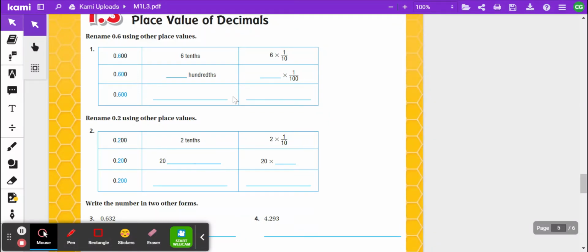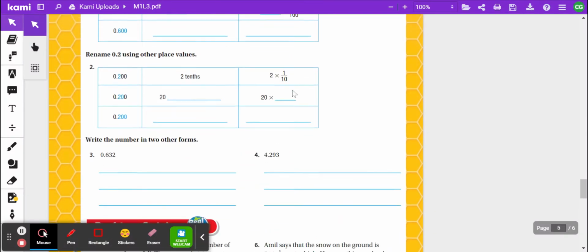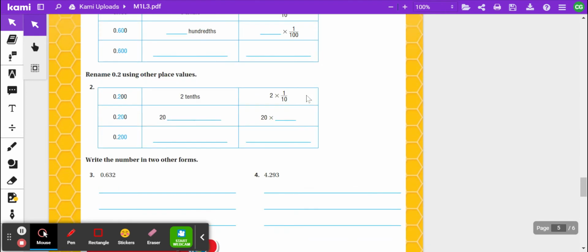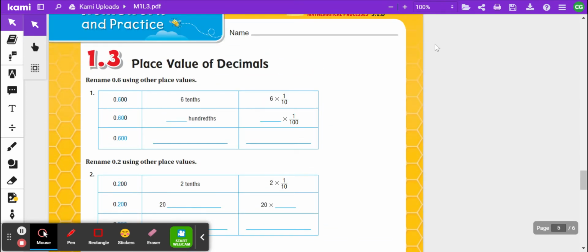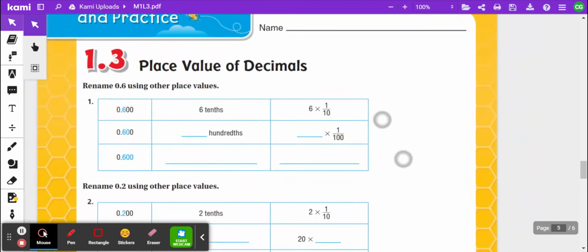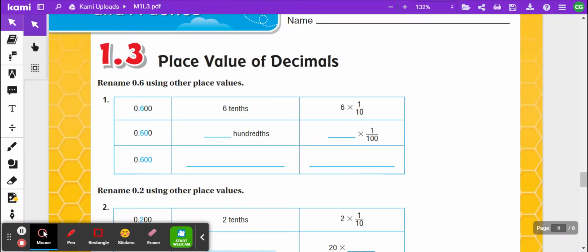Hey there. Okay, so tonight's homework is going to be on page 21 and 22, and it's all the problems. So we did the first couple of problems in class today, so I'm going to enlarge that. The first one is rename 6/10 using other place values.